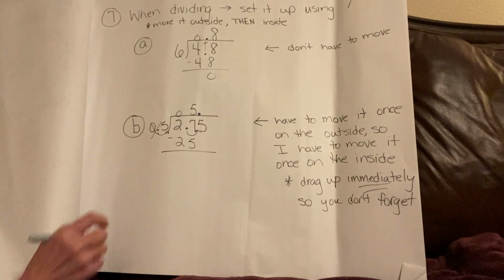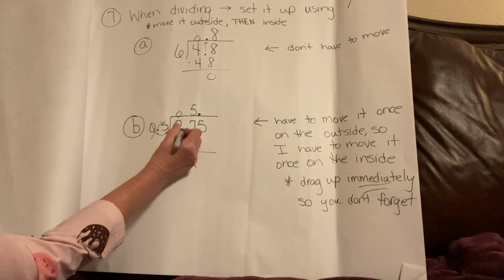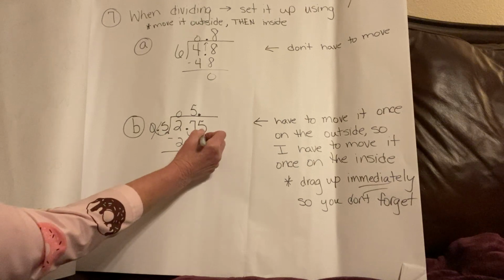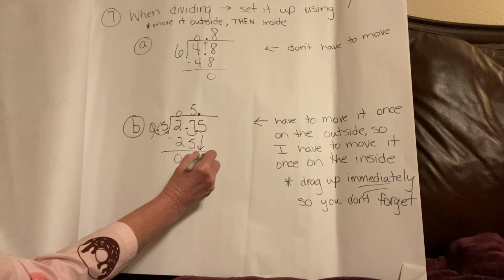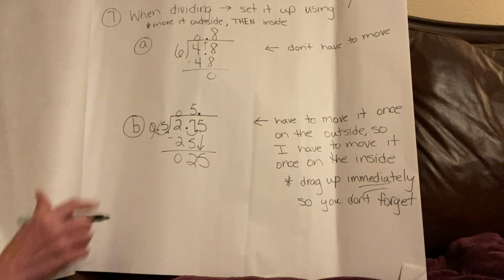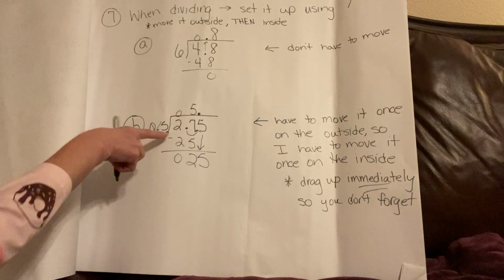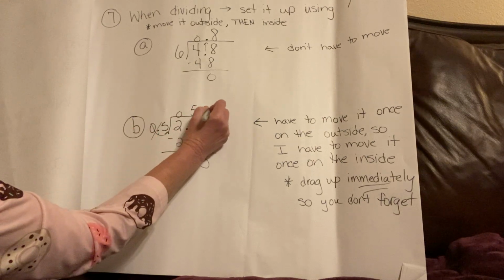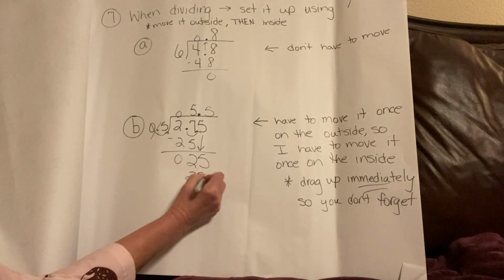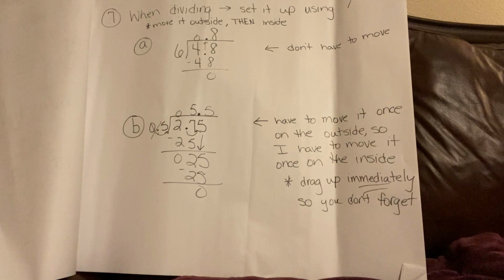And then I subtract. 7 minus 5 is 2. 2 minus 2 is 0. I still have a digit out here, so I drop that digit down, and I end up with 25. Now, we've already said that 5 will go in. 5 times 5 is 25. So I have a 5 here. 5 times 5 is 25. I subtract, and I end up with 0 remainder.